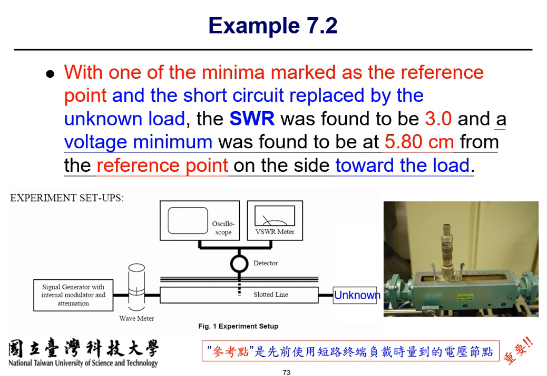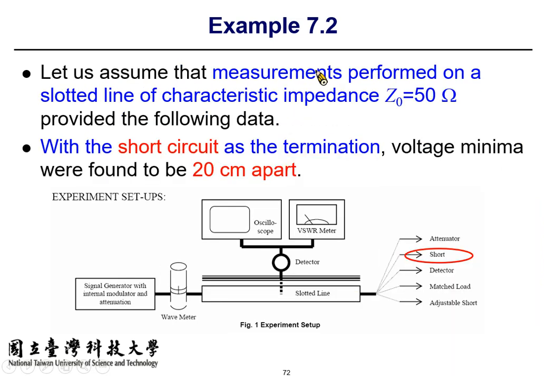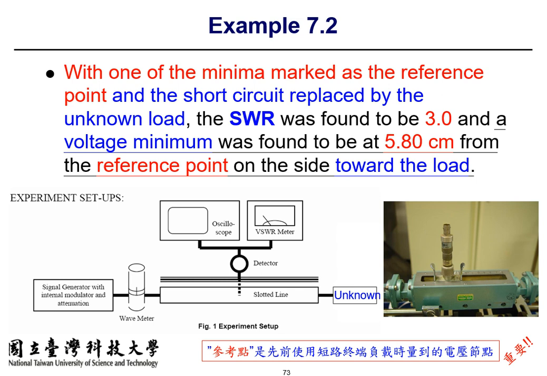With one of the minima marked on the reference point. I should begin here. The first step is to attach a short termination on the waveguide. So what is the purpose of this step? The purpose of this step is to get a reference point for your following measurements.